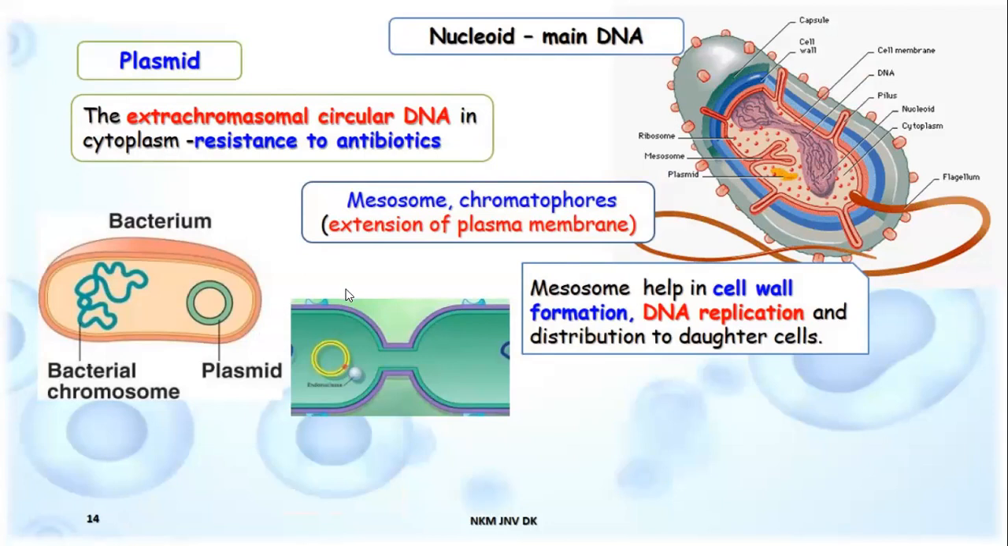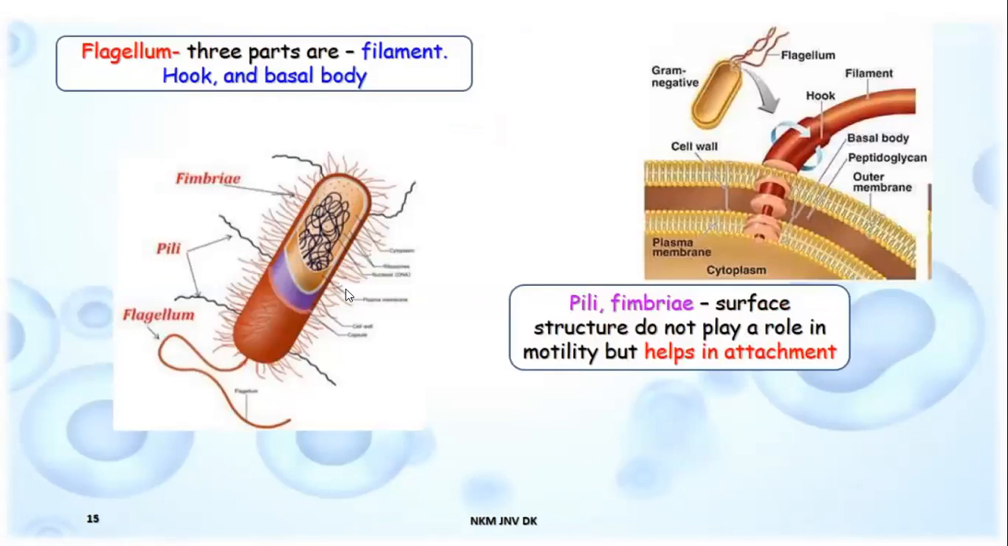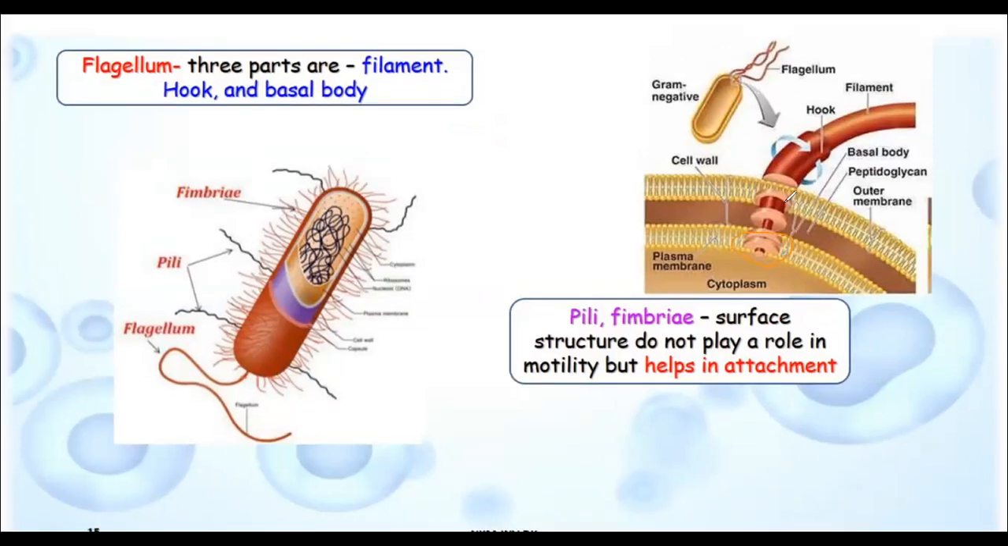Mesosome helps in cell wall formation, DNA replication, and distribution to daughter cells. Flagellum has three parts: filament, hook, and basal body. So the flagellum's internal structure is divided into three parts. You can see there are two rings in the inner plasma membrane, and the outer membrane also has two rings. Then a curved, hook-like structure is present. The basal body is made of these rings, which are present in the outer and inner membrane, and one in the peptidoglycan.